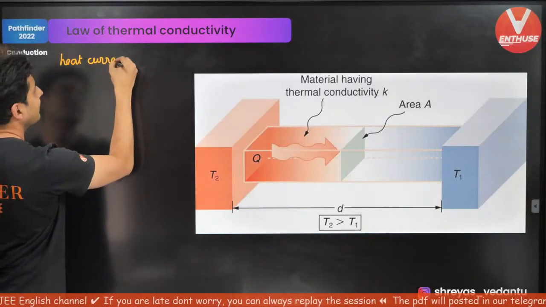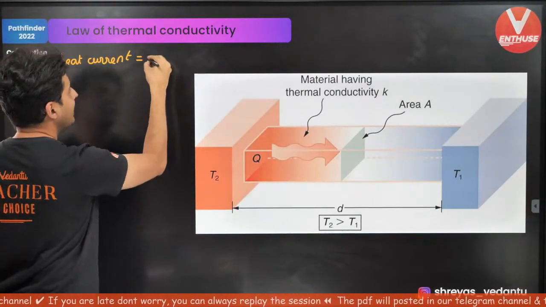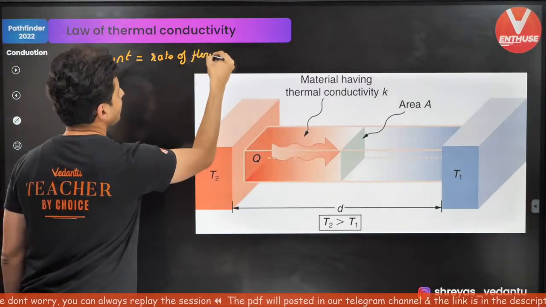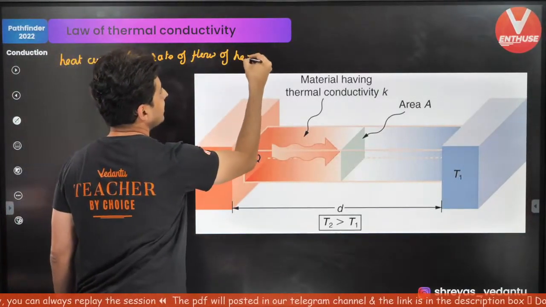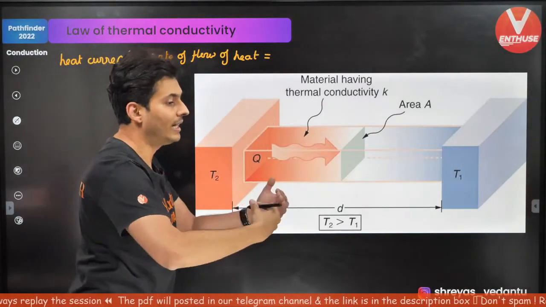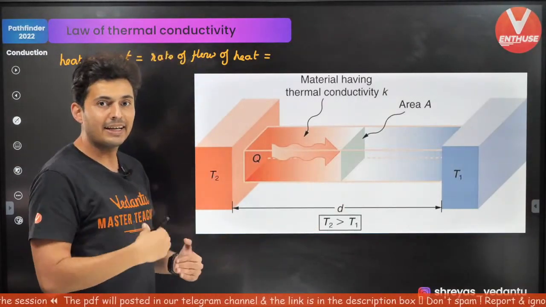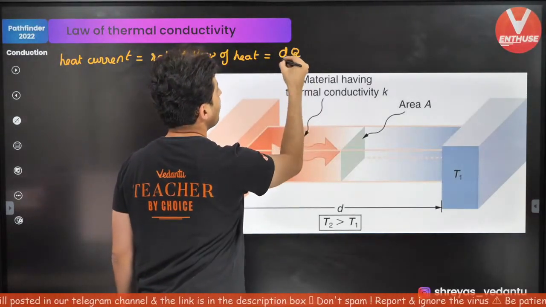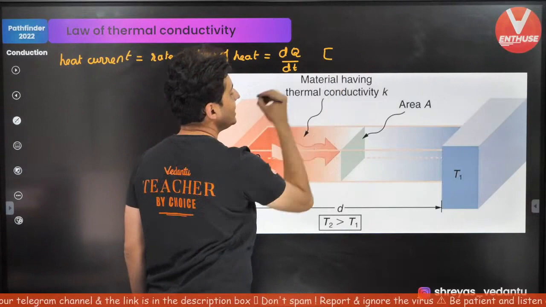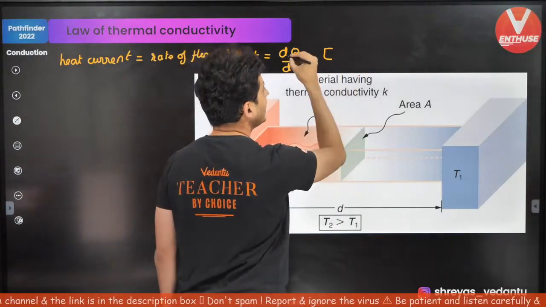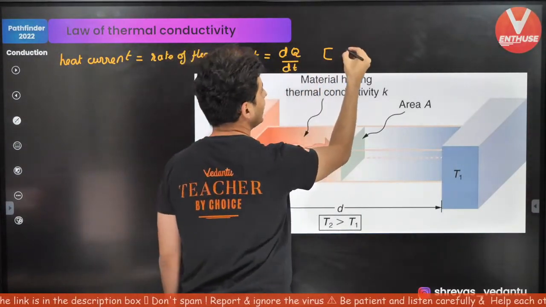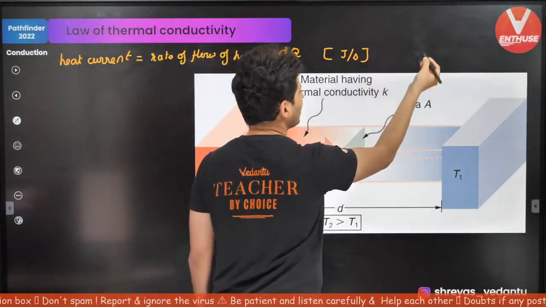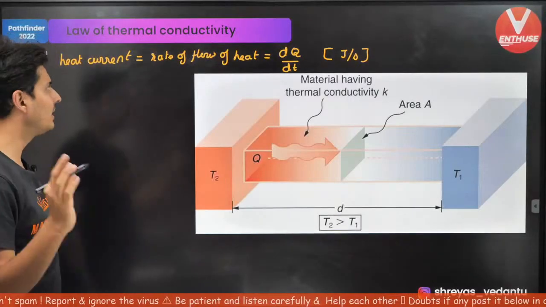Now you'll be like, sir, what is this heat current now? Heat current is nothing but the rate of the flow of the heat. Current is flow of something. So heat current is rate of flow of heat. It is nothing but dQ by dt. Units dimensionally, look at it. Q is heat, energy, so that is joules, and time, that's seconds, so joules per second. You can also use calories per second. It's completely up to you.